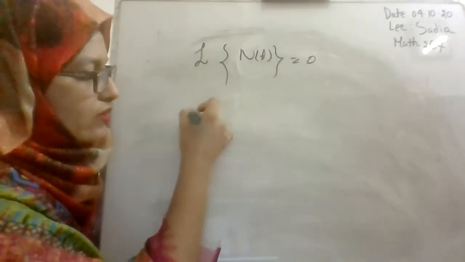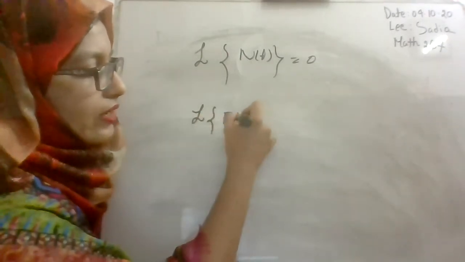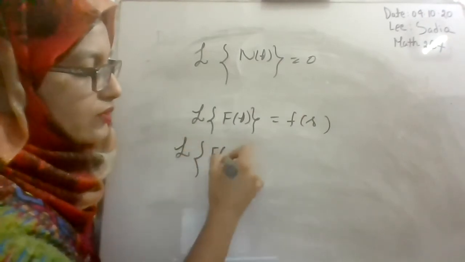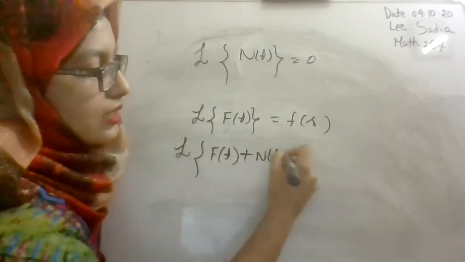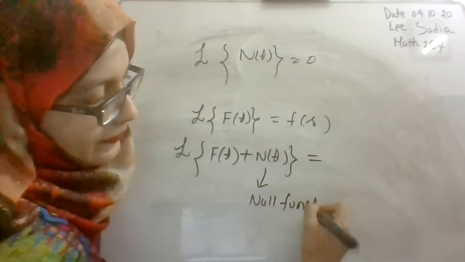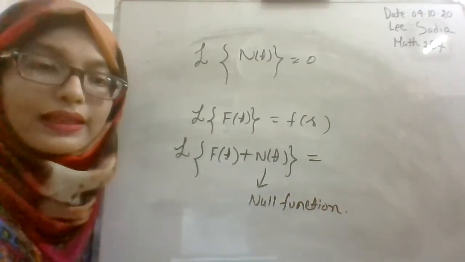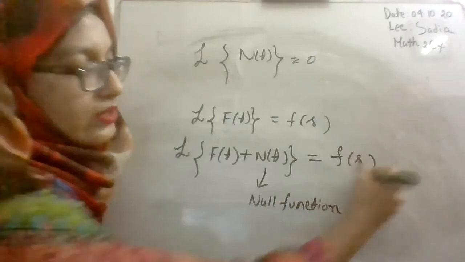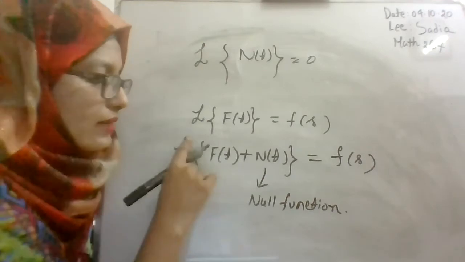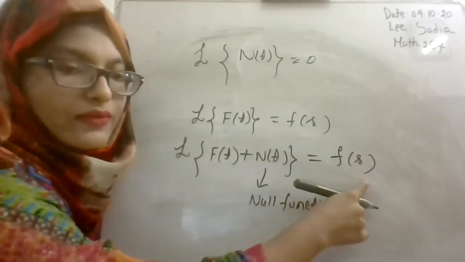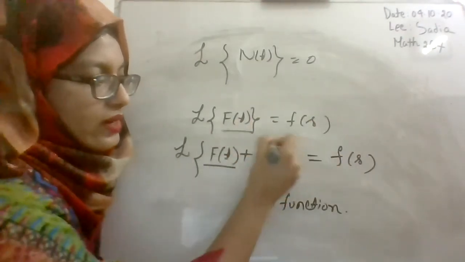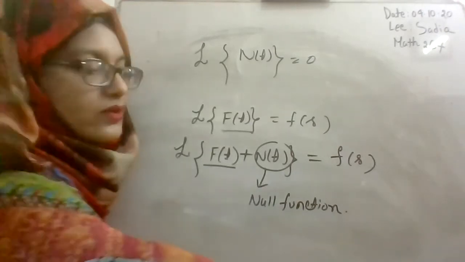Now, I'm considering that the Laplace transformation of f of t is equal to F of s. So what will be the Laplace transformation of f of t plus n of t, when n of t is a null function? Can anyone say? It will also be F of s, because we know that the Laplace transformation of a null function is 0. So if we consider that the Laplace transformation of f of t plus n of t is equal to F of s, then it will be similar to the previous one, because the Laplace transformation of n of t is equal to 0.